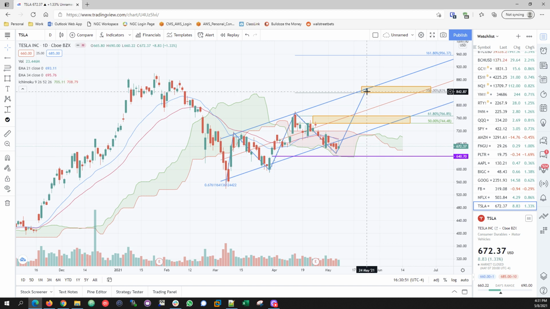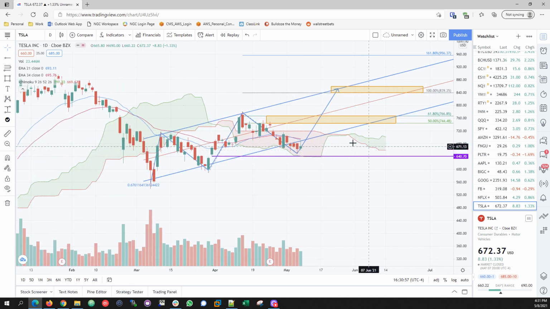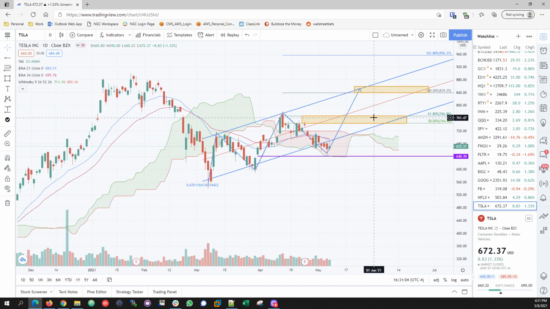I would think that it's going to go to 839, and it's reasonable. But before that, 744, 766 is going to be a very harsh level, a strong resistance level that you need to get over. The price to get over.